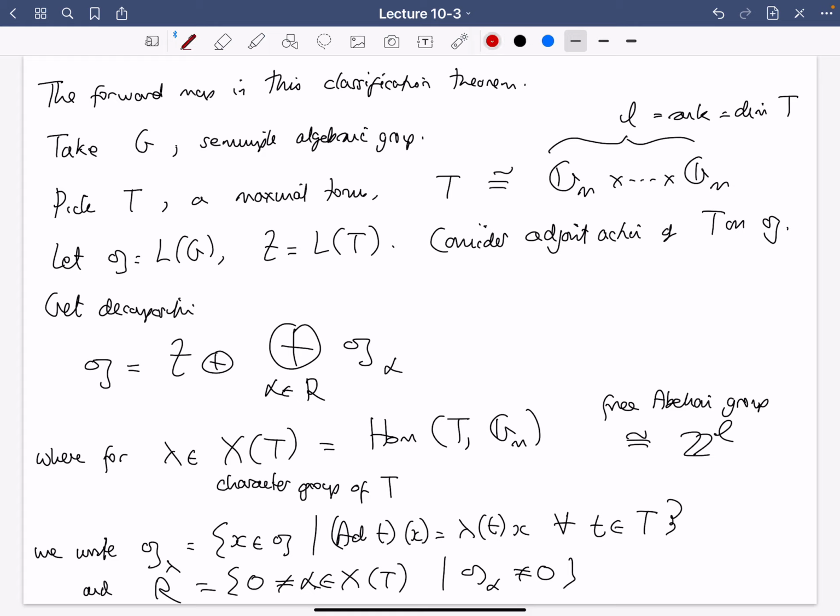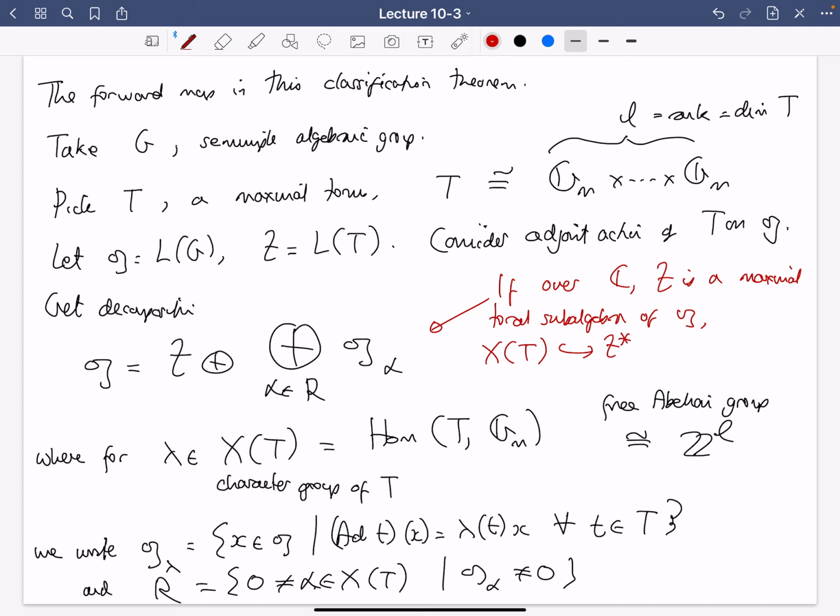Okay, so that's a little bit different than before, but if you're over the complex numbers, well then this 𝔱 is a maximal toral subalgebra of 𝔤. The character group of the algebraic group T embeds into the linear dual of that Lie algebra, and this actually is the Cartan decomposition. As usual, that's exactly what it is. But you see, now we're over a field possibly of positive characteristic. We don't want to think in terms of Lie algebras so much. We're thinking in terms of the algebraic group and its maximal torus. And so we're decomposing the Lie algebra as a module over that algebraic group T. But now we're starting to see the data of a root system appearing.